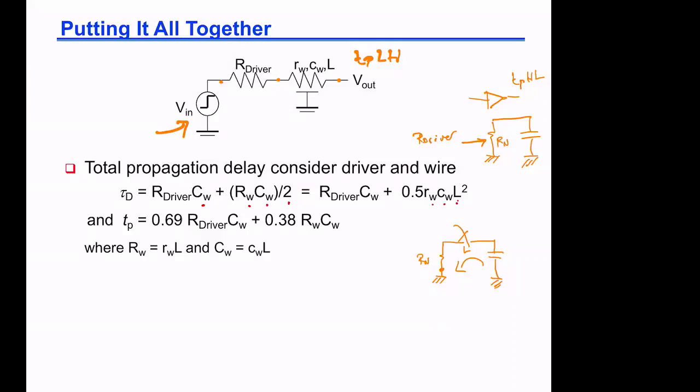Now, we agreed that the delay is going to be 0.69 times my tau, which in this case will be 0.69 times R driver C wire plus 0.69 times R wire C wire over 2. So the delay is 0.69 times the time constant, and the time constant happens to be R driver C wire plus R wire times C wire over 2, where R wire is R times L, and C wire is C times L.